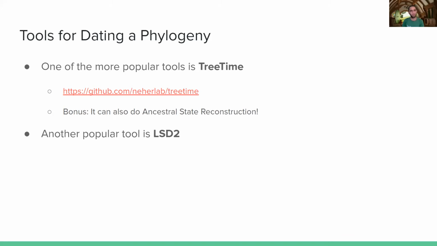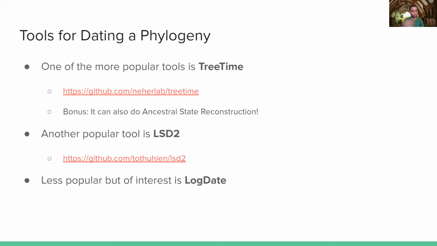Another popular tool that people use is called LSD2. LSD stands for least squares dating. Here's the link to the GitHub repo for this. A less popular tool, but one that's extremely fast and is gaining some interest, is a tool called LogDate. Here's the GitHub repo for that tool. I think in practice, my understanding is that people will try multiple different tools and see what the different results are, because each of these different tools is making slightly different model assumptions or is doing a slightly different optimization problem.